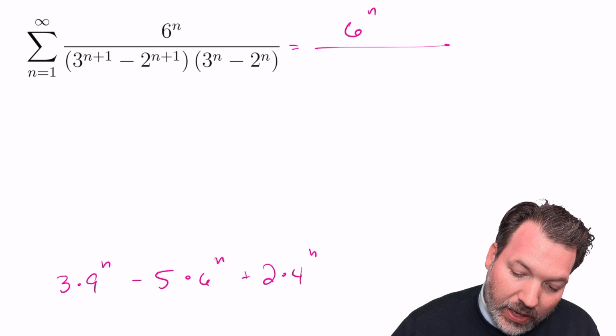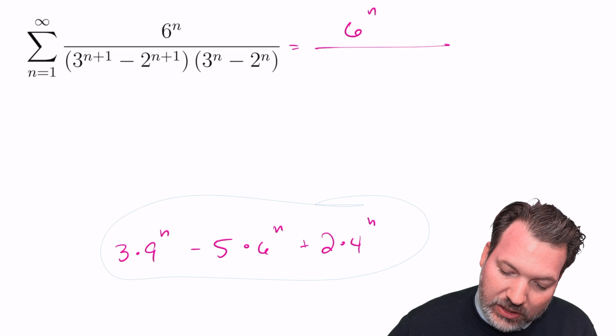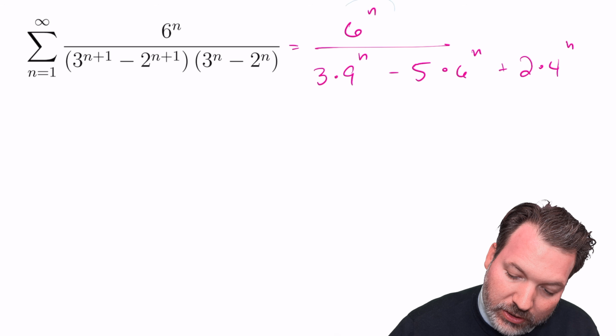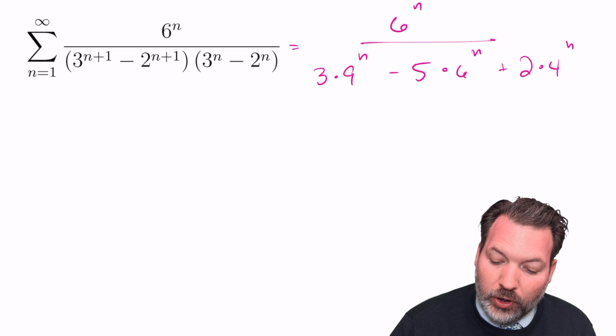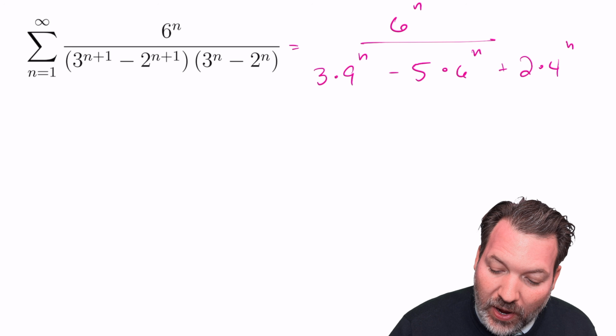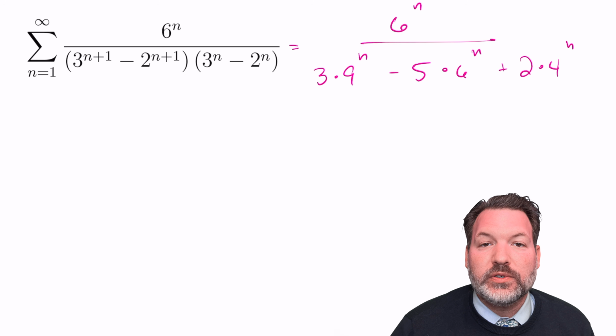All right, let's bring that over. We've got an equivalent expression now for what we originally started with. Let's see if we can make it nice and centered. 6 to the n over 3 times 9 to the n minus 5 times 6 to the n plus 2 times 4 to the n.